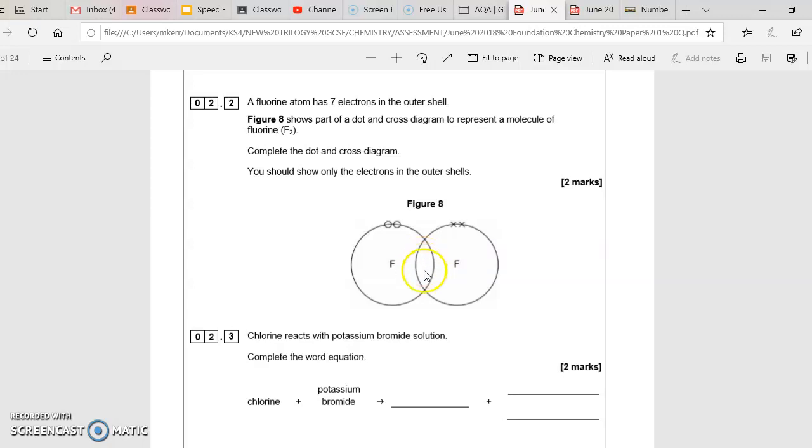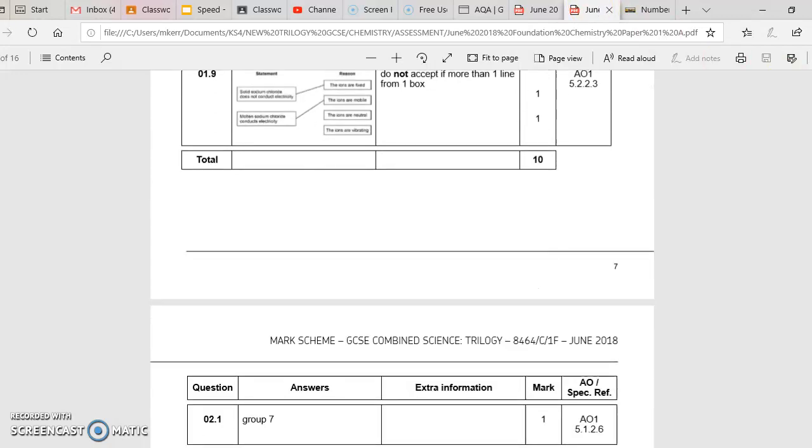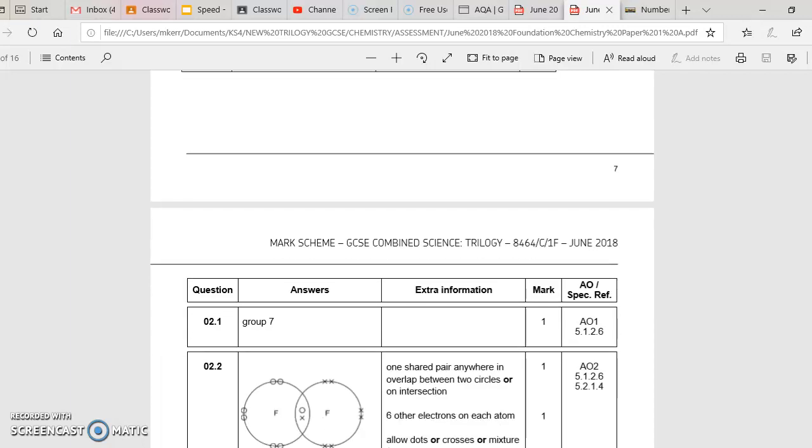A cross and dot in this overlap here to show that these fluorine atoms are sharing. And then your second mark comes from drawing the rest of the electrons in the outer shell. So we know fluorine has 7. One's there, 2, 3. That means somewhere around here you have to draw 4 circles, and somewhere around here you have to draw 4 crosses. If we look at the mark scheme for question 2.2, it should look like that down here.